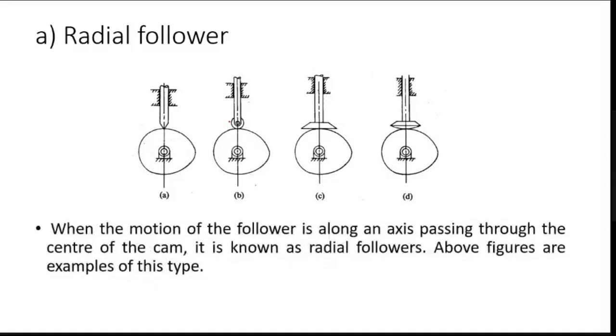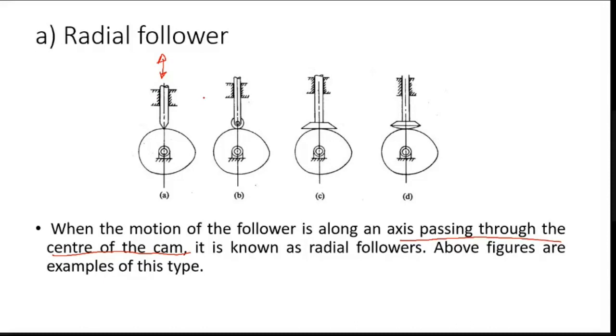When the motion of the follower is along the axis passing through the center of the cam, then we call that a radial follower. If I draw a center line, it has to follow it, so that the motion is also with respect to that. That follower we call a radial follower.